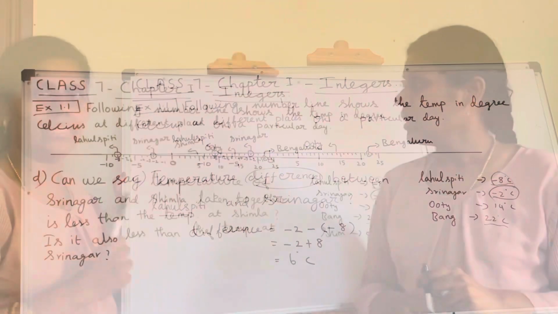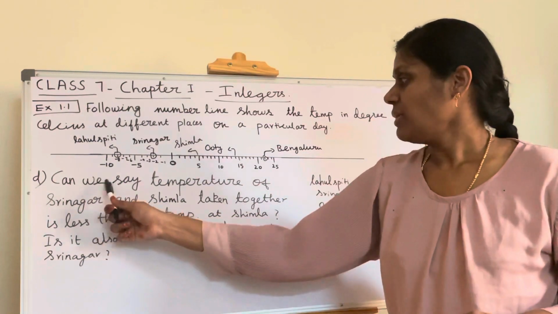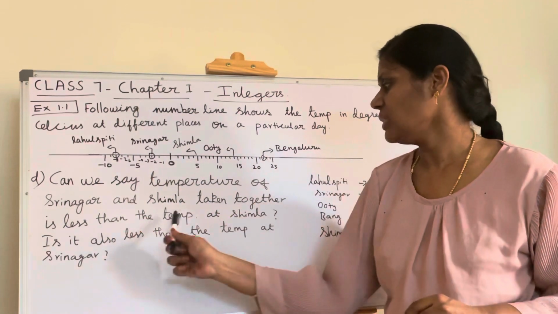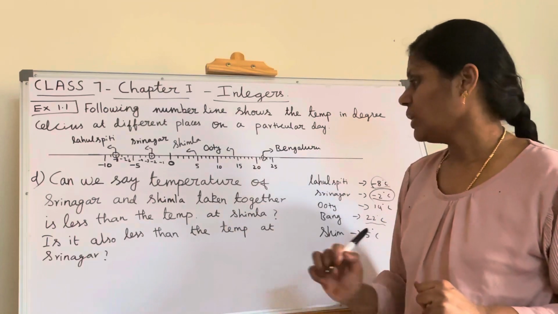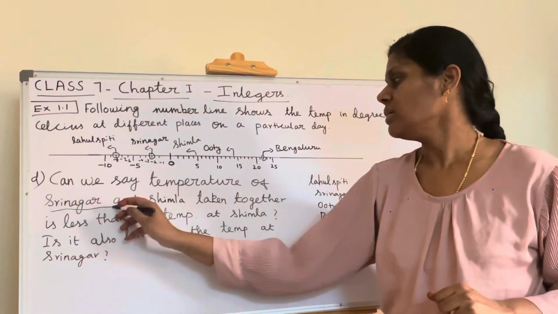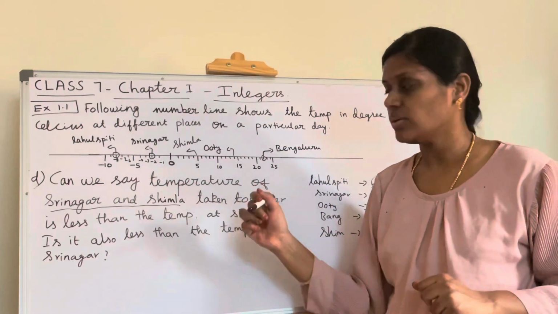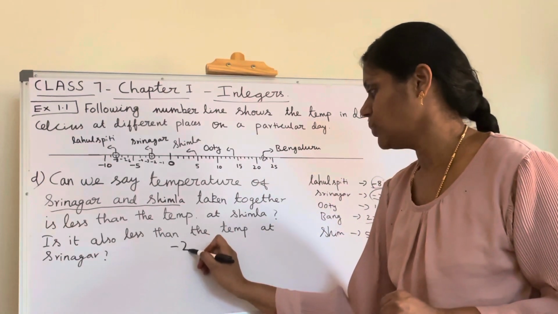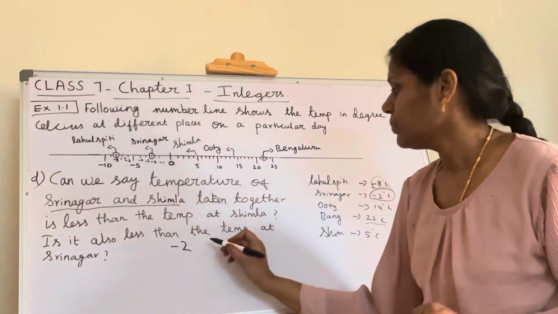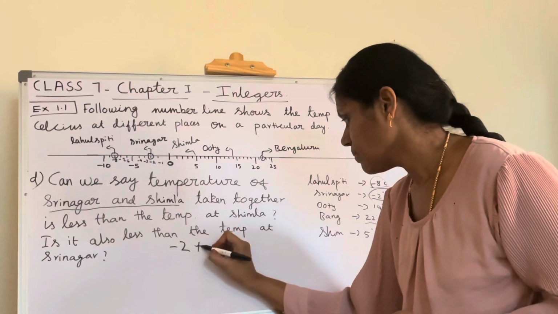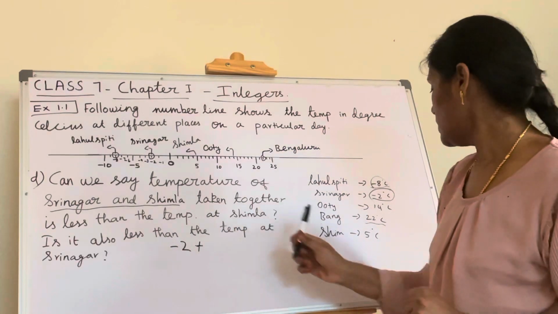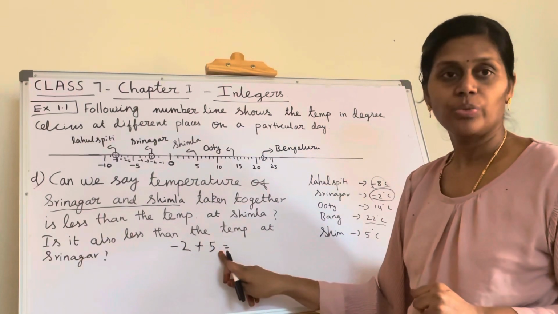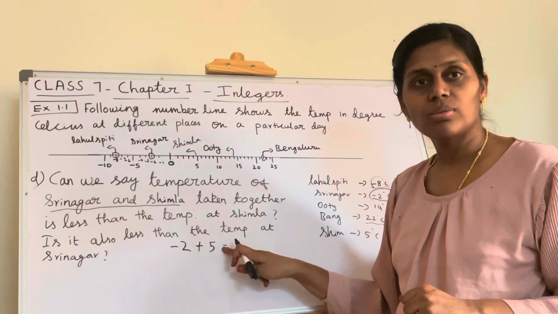Let's discuss part D. Can we say the temperature of Srinagar and Shimla taken together is less than the temperature at Shimla? Okay, what they have asked: Srinagar and Shimla taken together. What's the temperature of Srinagar? -2. Together means what? We have to add. -2 plus, Shimla 5 degree. So what is minus 2 plus 5? You have to subtract 2 from 5, so you will get 3.